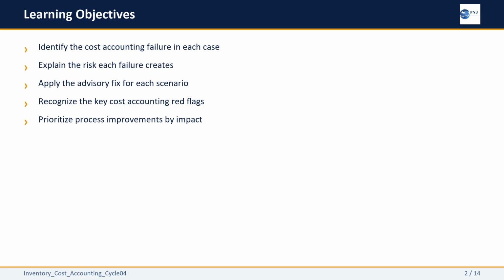Think of this as training your professional instincts. By the end of this section, you will be able to identify the underlying failure in each of 6 common case scenarios and explain why each one distorts the numbers. You will learn to apply the advisory response that corrects it. You will also recognize the red flags that signal these problems early and prioritize the improvements that prevent them. The goal is judgment, not memorization.